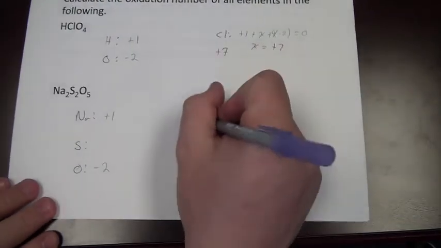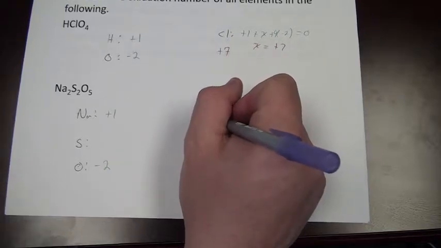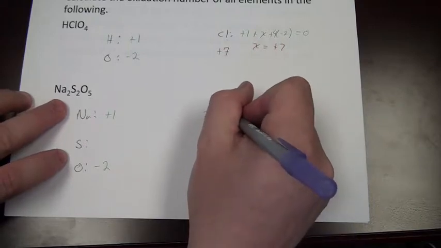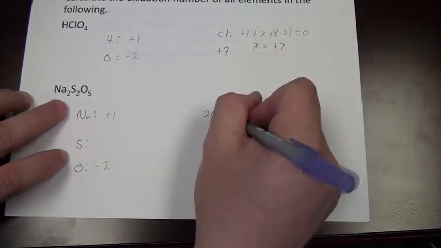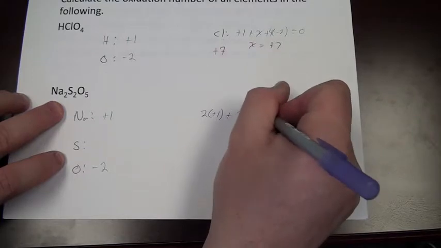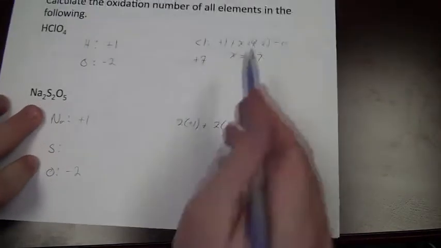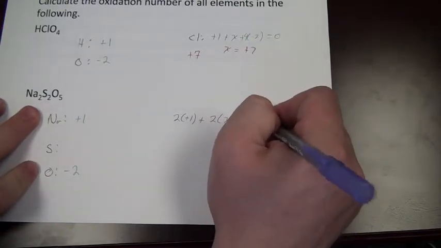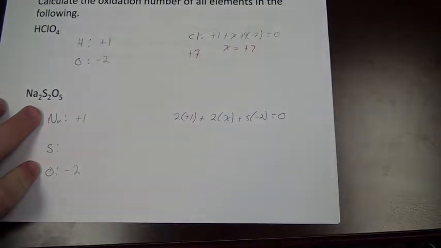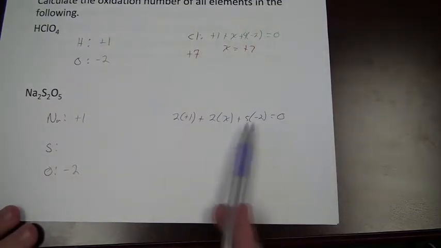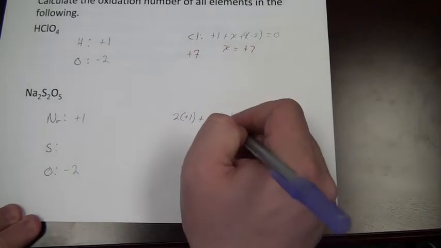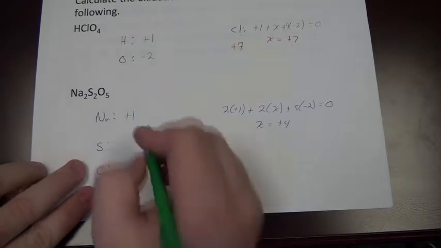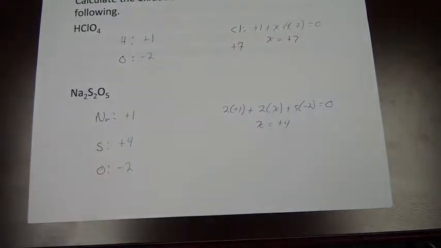So the oxidation number of sulfur must satisfy: 2 times the oxidation number for sodium, +1, plus 2 times the oxidation number for sulfur, which we're trying to find, x, plus 5 times the oxidation number of oxygen, which is -2. That again has to equal 0. So we do this calculation for x. x then has to equal +4. So we see that the oxidation number of sulfur in this compound is +4.